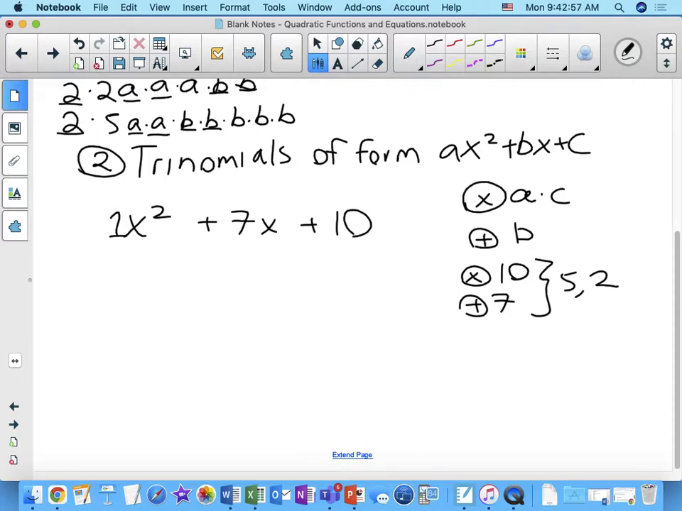All right. Now, once we get to here, there's a number of steps that we could take. If the a value is 1, you can actually take a shortcut and just plop those two numbers in there.